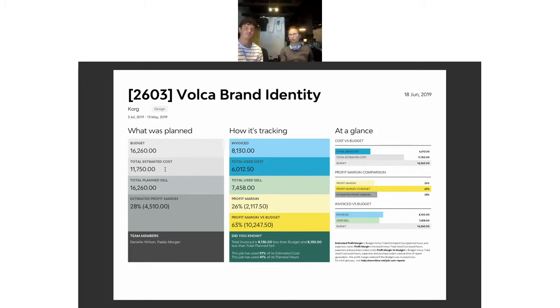Cool. So that estimated profit margin, we did touch on that one as well. It's budget minus total estimated cost. And the team members in the bottom, very important. Yeah, pretty self-explanatory. Nice to have a place for them though. For sure.